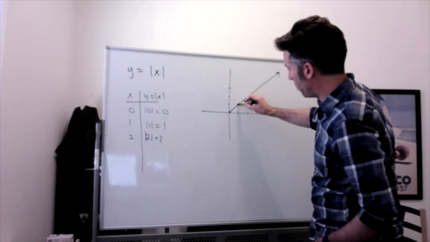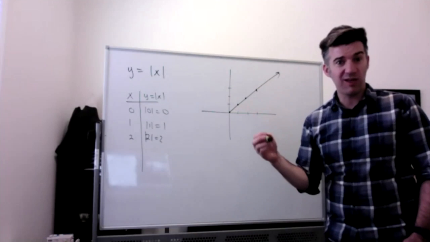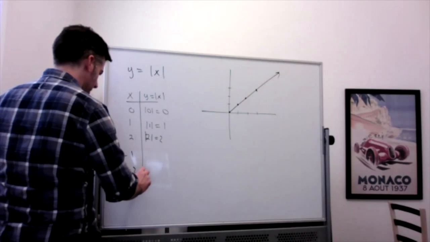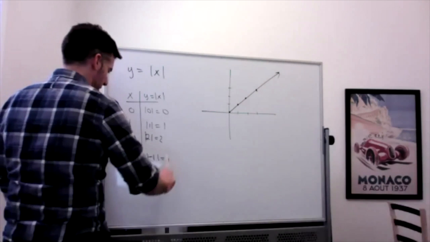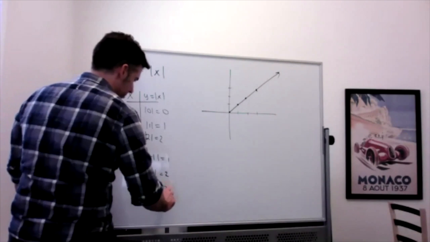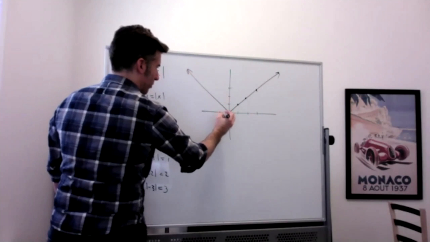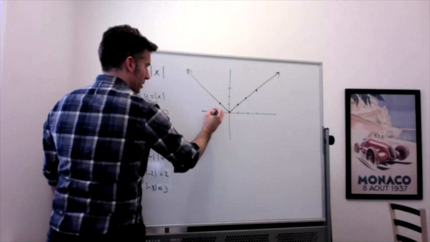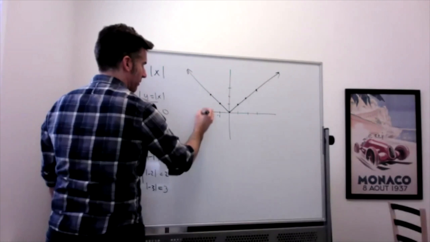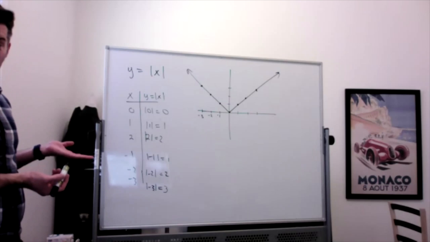Right, I've got the point (1, 1), and (2, 2), and (3, 3), and (0, 0). But if I start plugging in negative values, negative 1, negative 2, negative 3, the absolute value of negative 1 is 1, and the absolute value of negative 2 is 2, and the absolute value of negative 3 is 3. So I get these kind of values to the left, the point (-1, 1), and the point (-2, 2), and the point (-3, 3). So that's what my graph looks like.